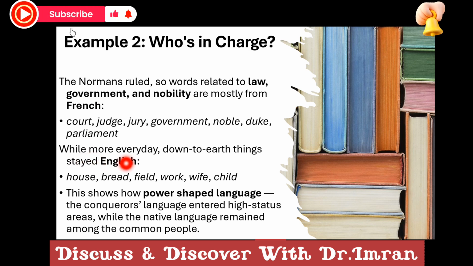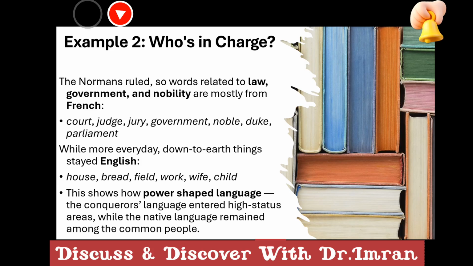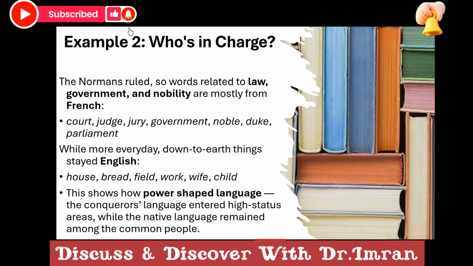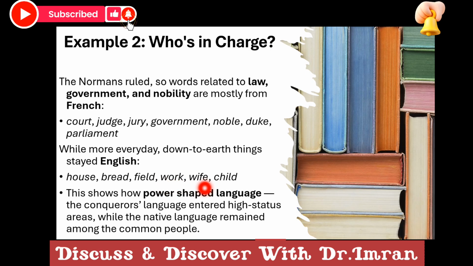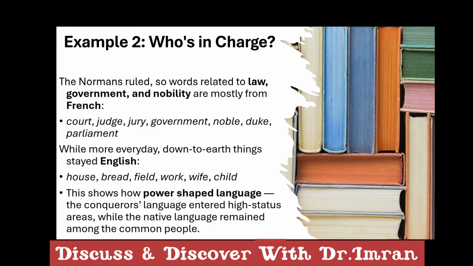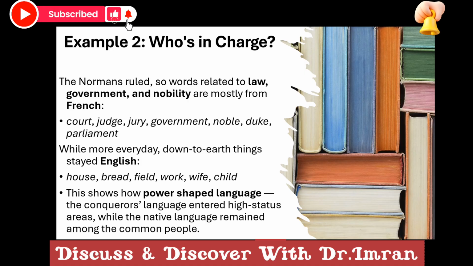While most everyday, down to earth things stayed English, of the lower class peasant people. Most of the people were still using the English language, like house, earth, bread, field, because they were working in the field, peasant, work, and wife, and child. It doesn't mean that they did not have wives or children, but the names of this wife and children were not given there. They belong to the English language.